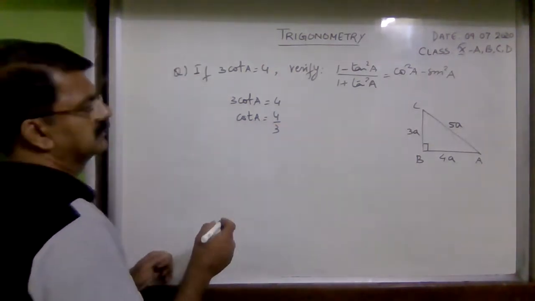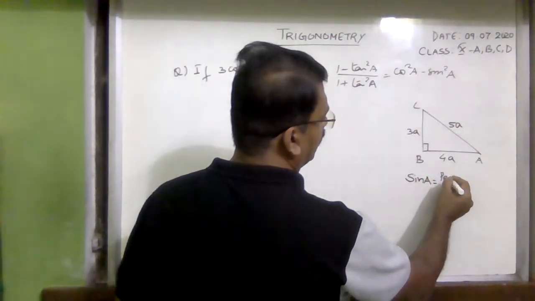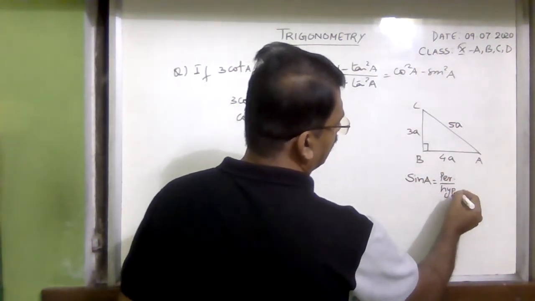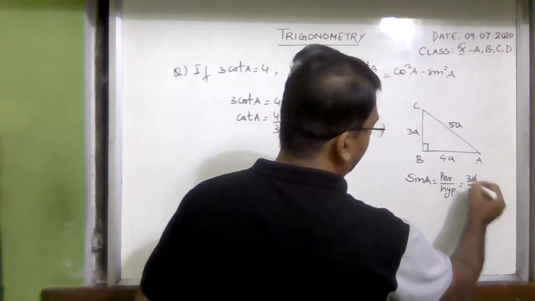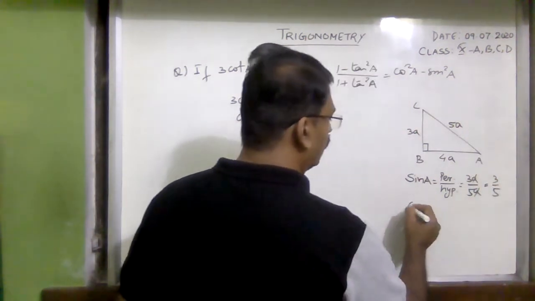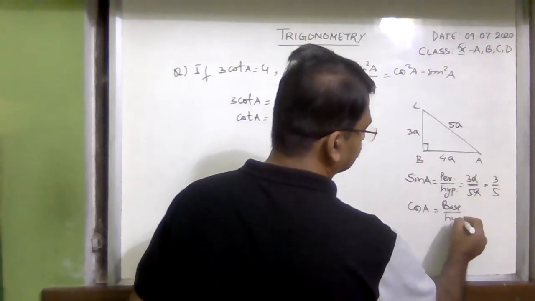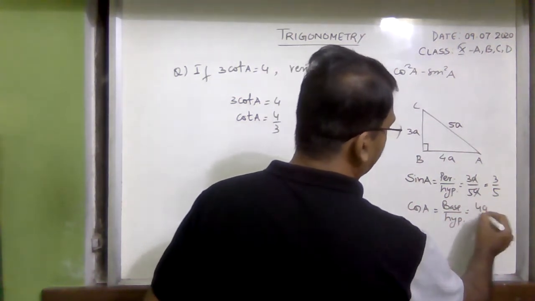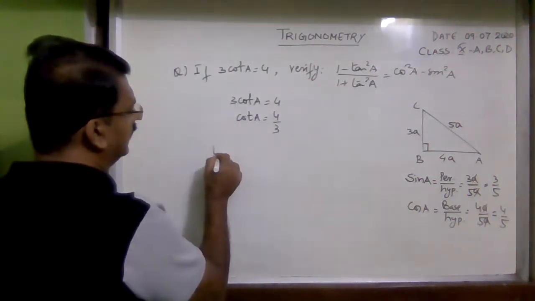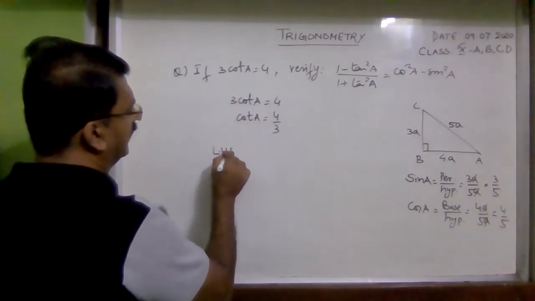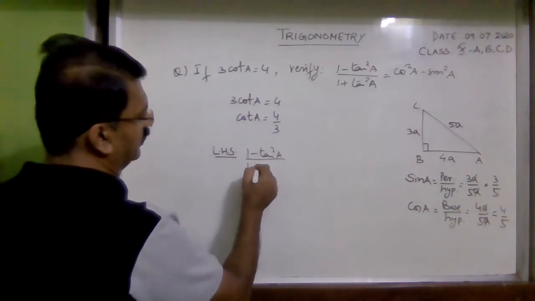Okay. Now see, if I want sine, means perpendicular upon hypotenuse. The perpendicular is 3A, hypotenuse is 5A, A gets cancelled, so it is 3 by 5. Now I want cos A, which is base upon hypotenuse, that is 4A upon 5A. Again A cancels out, so 4 by 5. Now you see the left hand side. The left hand side is (1 minus tan square A) upon (1 plus tan square A).